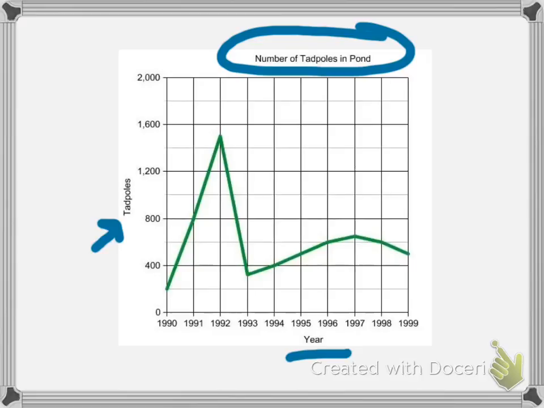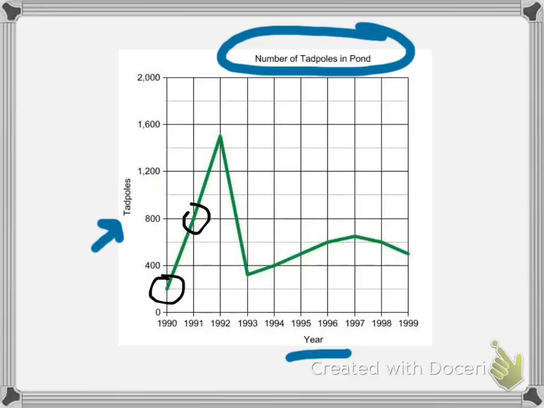If we look at tadpoles, each increment here is 400. And if we look at the years, it's going by 1 year. So that's another thing to keep in mind when you are analyzing the graph, is to look at how it's scaled. So this starts in year 1990, and it looks like there were about 200 tadpoles here. And then in 91, it went up to 800, so that's a significant amount of tadpoles.